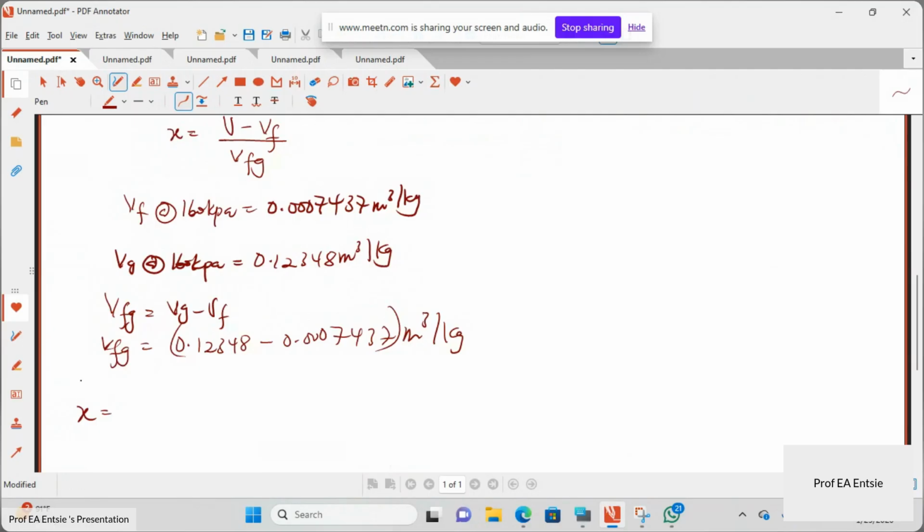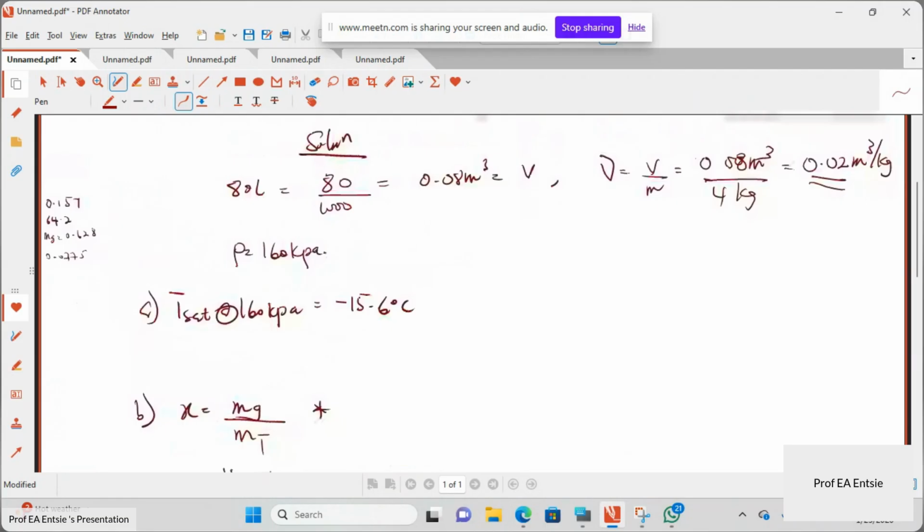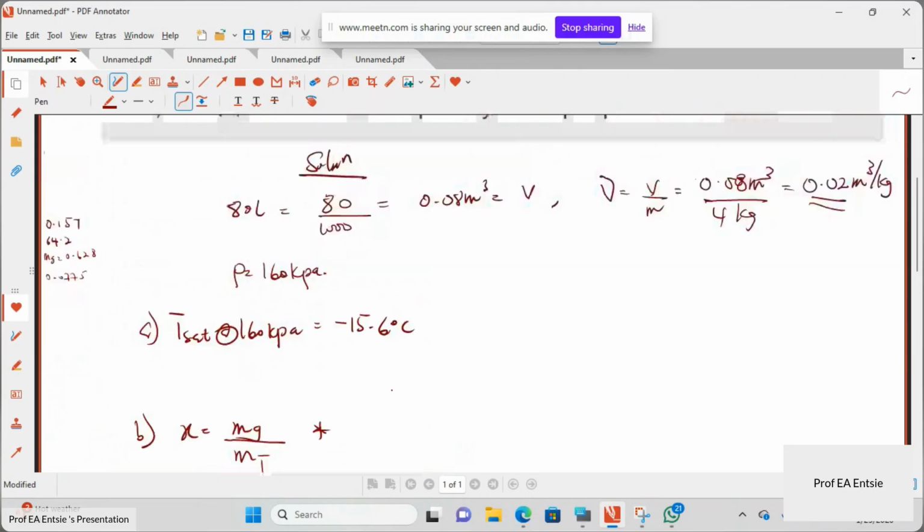So I'll get 0.02, which is the V instant, minus Vf, 0.000747. This calculator will come over Vfg, which is 0.12348 minus 0.000747. You should get a positive answer because both numerator and denominator will give you a positive answer. And if you do this one right, you should get 0.157. That's quality for you. It's between 0 and 1. So it means you are right.